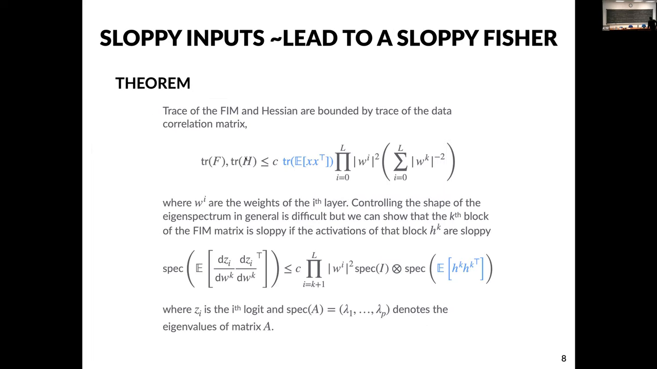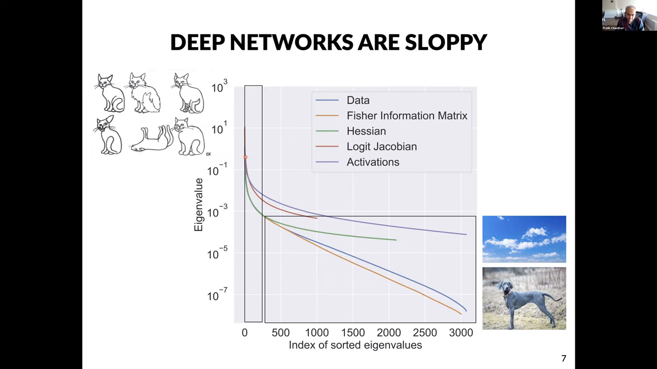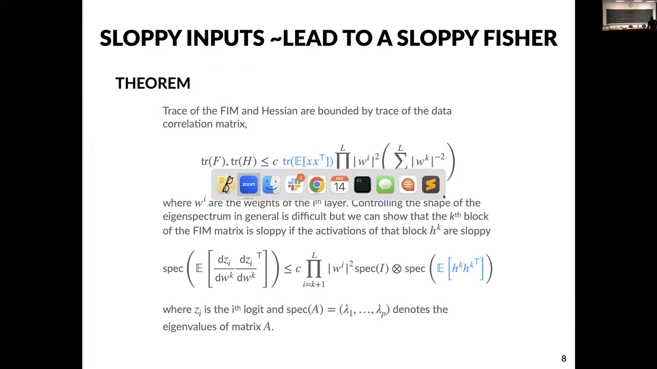Can I ask you a question, Pratik? Uh-huh. So go back to the theorem. How do I have to read these inequalities? What is varying in these inequalities, right? Because C is a constant. Mm-hmm.